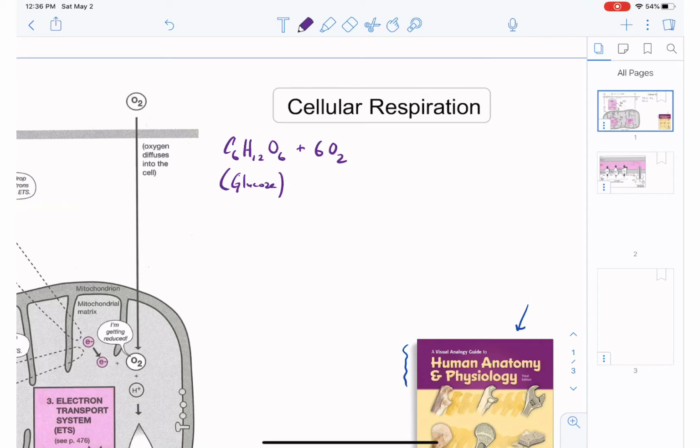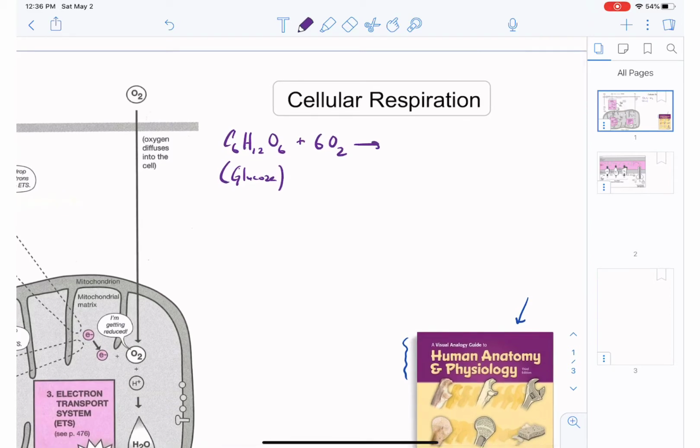What products are we going to get from this? Well, we're going to get 6 carbon dioxide molecules. We're going to get 6 water molecules, and most importantly, we're going to get about 38 ATP molecules, 38 molecules of adenosine triphosphate. And this is the whole reason that we're performing cellular respiration, is that the cell needs to produce ATP.